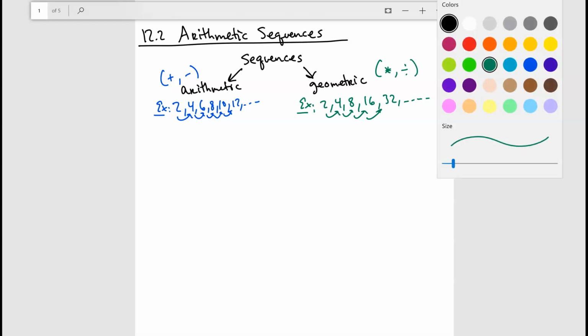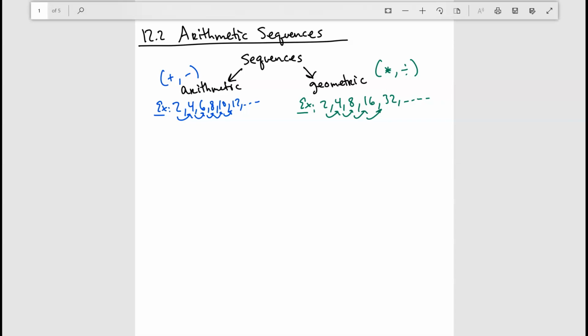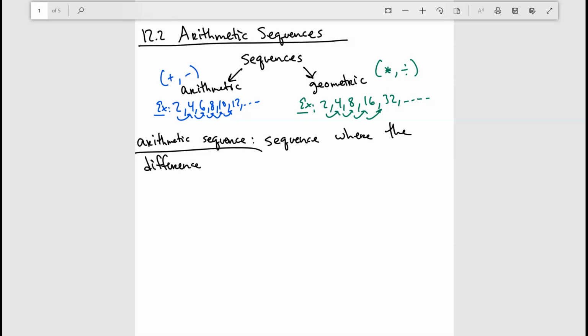Okay, so the first type of ones that we're going to do is arithmetic sequences. So let me give you the definition of what an arithmetic sequence is. An arithmetic sequence is just simply a sequence where the difference between consecutive terms is constant. So that's what an arithmetic sequence is. So the difference between consecutive terms is constant.